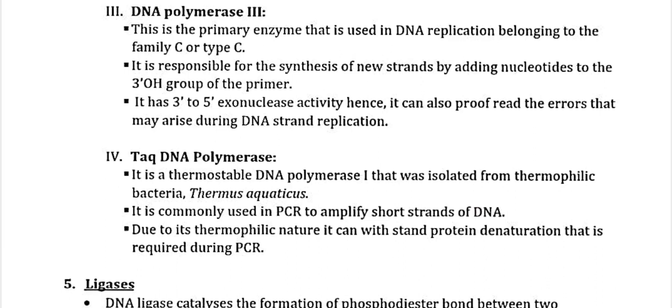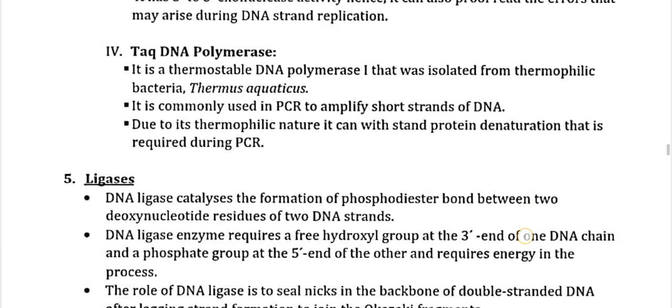Then Taq DNA polymerase. This is a thermostable DNA polymerase 1 that was isolated from the thermophilic bacteria Thermus aquaticus. It is commonly used in PCR to amplify short strands of DNA. Due to its thermophilic nature, it can withstand the protein denaturation that is required during PCR.